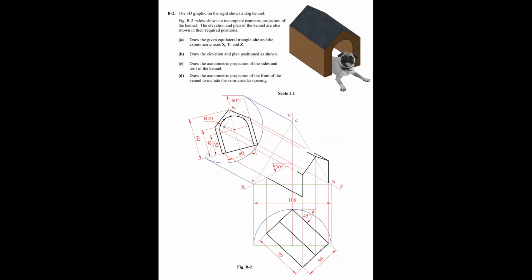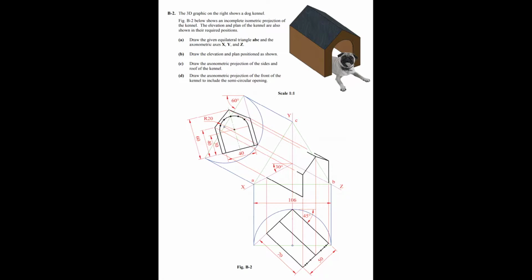So just having a look at the question, the 3D graphic on the right shows a dog kennel. Figure B2 below shows an incomplete isometric projection of the kennel. The elevation and plan of the kennel are also shown in their required positions. So part A of this is to draw the given equilateral triangle ABC and the axonometric axes X, Y, and Z, standard for this type of question.